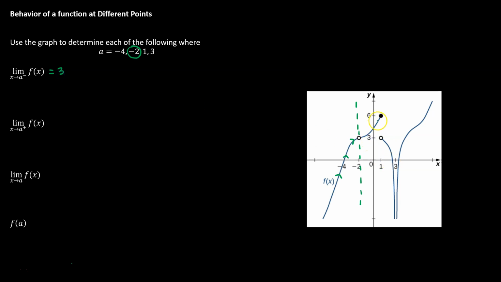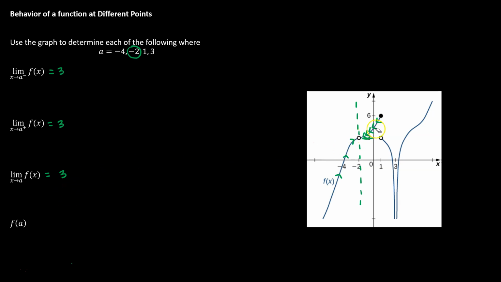If we're coming from the right, staying close to our x equals -2, but coming from the right, we also are approaching that y value at 3. Left and the right limits match each other, therefore the two-sided limit matches. They're all equal to 3.